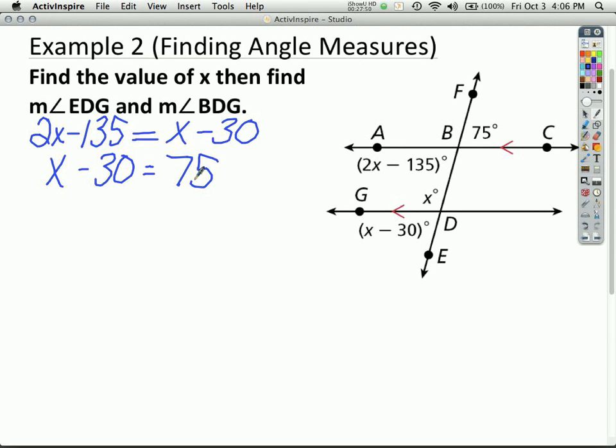Look at that. Right there, alternate exterior angles. They're going to be congruent. Beautifully done. Kadir. 2x minus 135 equals 75 because of the vertical angles congruence theorem. Vertical angles. This angle is congruent to that angle. Very nicely done. Give me another one.